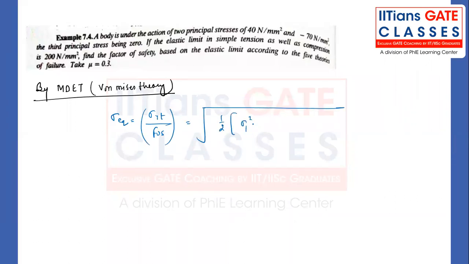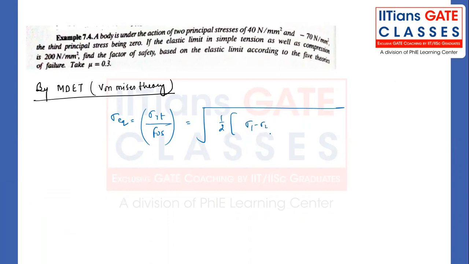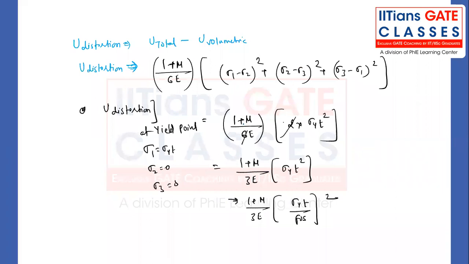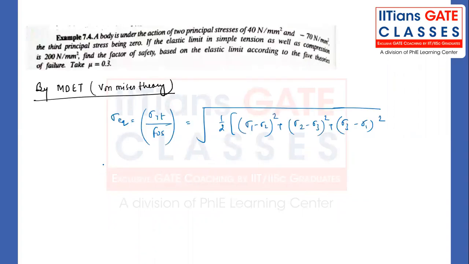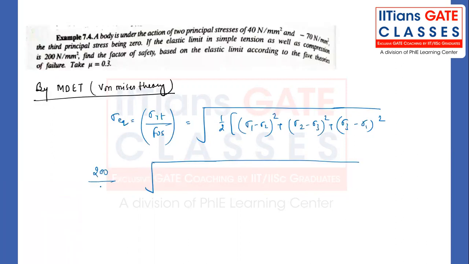Half of sigma 1 minus sigma 2 whole square plus sigma 2 minus sigma 3 whole square plus sigma 3 minus sigma 1 whole square. This is what we have written. The same formula I'm using once again here. So instead of this we can put sigma yt, which is 200, divided by factor of safety.